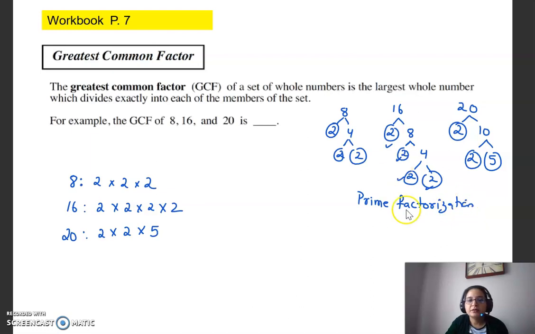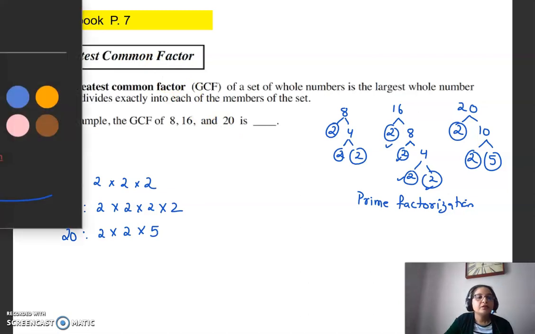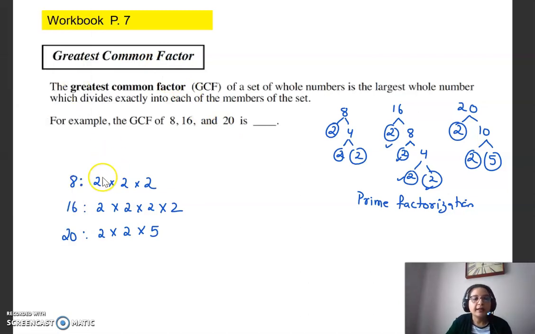I always like doing this method because it has a little bit more connection as we go higher in math. We'll see in Math 20-1, 20-2, and so on, when we move away from numbers and start using variables, the prime factorization method works the best. Okay. So we're going to take a look at it here.